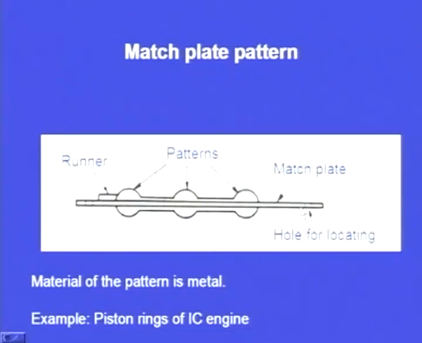So, this is the match plate, and this is one pattern, this is one pattern and this is one pattern. So, here we can see the patterns are already split, the one half is clamped on the upper side and the other half is clamped on the lower side. Here also one half is clamped on the upper side and the other half is clamped at the lower side, here also. Now, what happens?